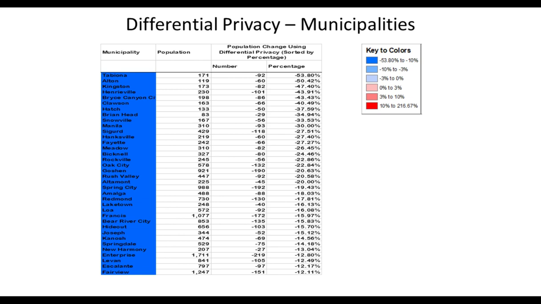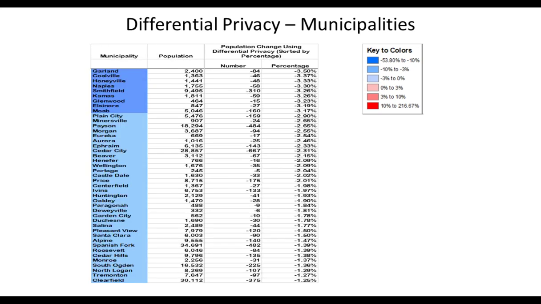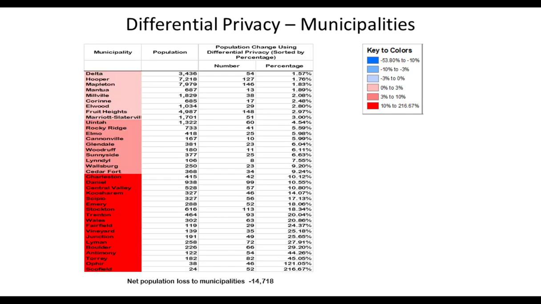So under the differential privacy, and we can take a look at all of these cities as they go through, you can see how these numbers affect us. And we're happy to provide this information for everybody to review later because there's a lot of data here. But let me go to the very end here where you can see the cities that received the most population, and you can see these percentages in gains right here. A couple of cities, Ophir increased 121%, and Schofield over 200% of an increase.